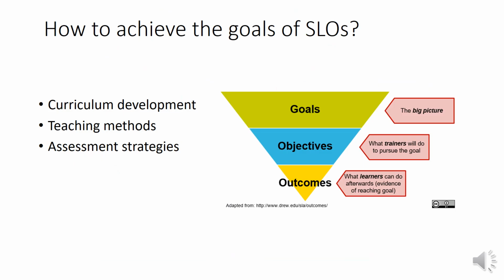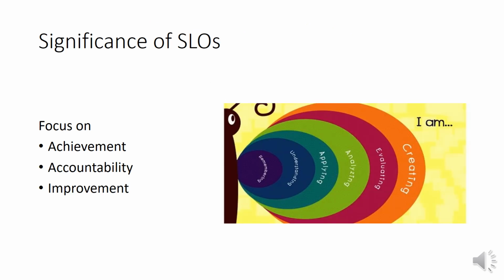How to achieve goals of SLOs? The big picture is the goals, then we have the objectives, that's what trainers will do to pursue the goal, and then the outcomes, what learners can do afterwards, evidence of reaching the goal. These have the foundation on curriculum development, teaching methods, assessment strategies.